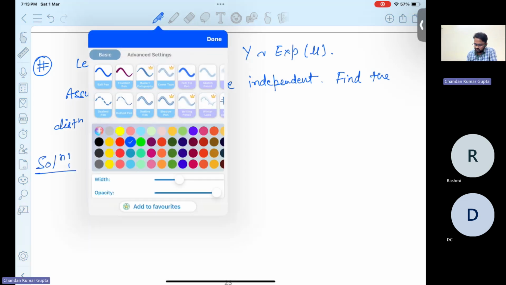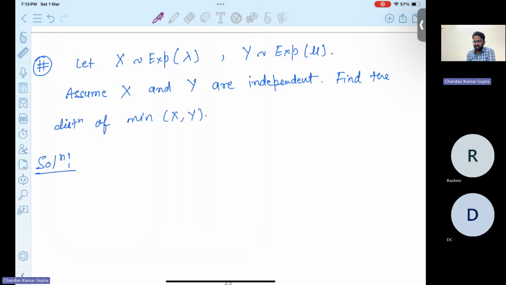So let's see how to solve this. For example, let we have considered the transformed variable Z as minimum of X, Y. So now we need to find the distribution of Z.